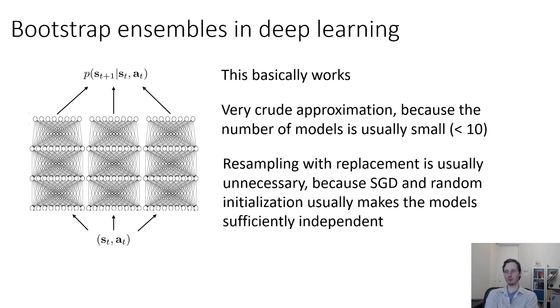Conveniently though, it appears experimentally that if you're training deep neural network models, resampling with replacement is actually usually unnecessary, because just the fact that you train your model with stochastic gradient descent and random initialization usually makes the models sufficiently independent even if they are trained on exactly the same dataset. So when implementing this in practice, we can usually forego the resampling with replacement. So that makes things a little easier. It's important for theoretical results, but practically you can skip it.